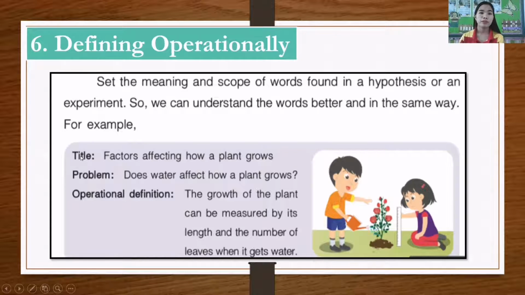For example, you write first the title. So the title is Factors Affecting How a Plant Grows. How about the problem? Does water affect how a plant grows? Okay, so we have the operational definition. The growth of the plant can be measured by its length and the number of leaves when it gets water. Okay, so you are going to define the problem.